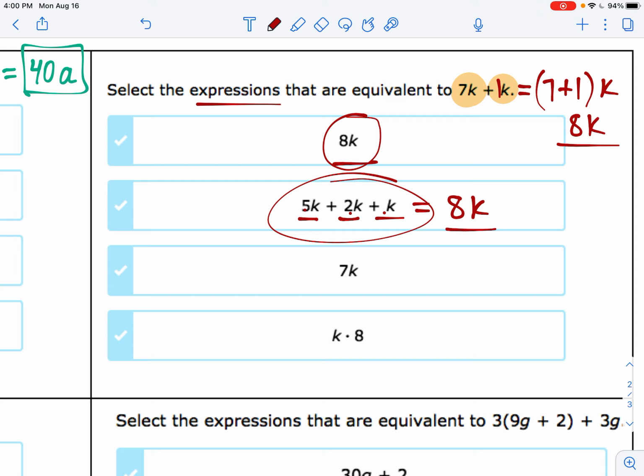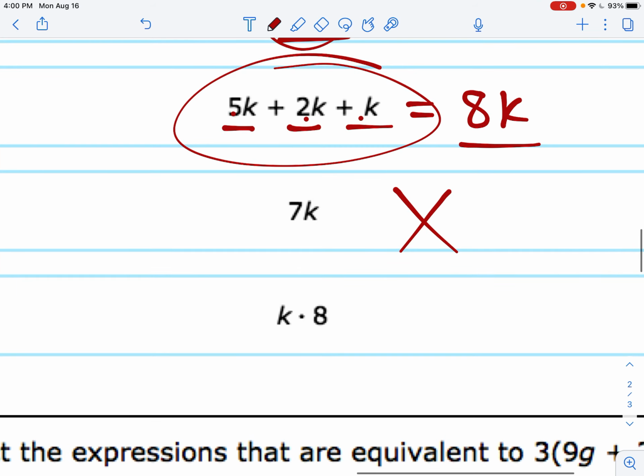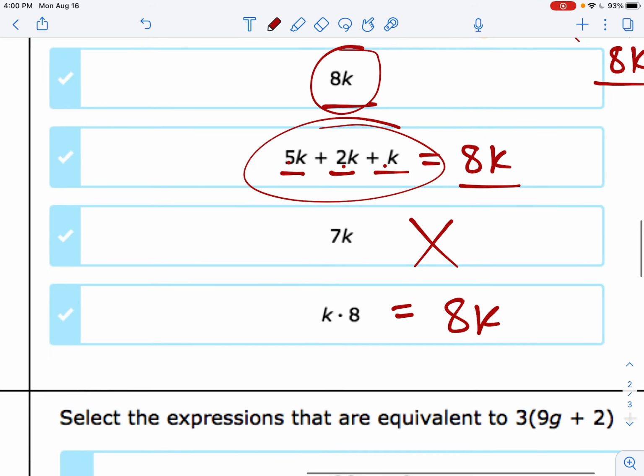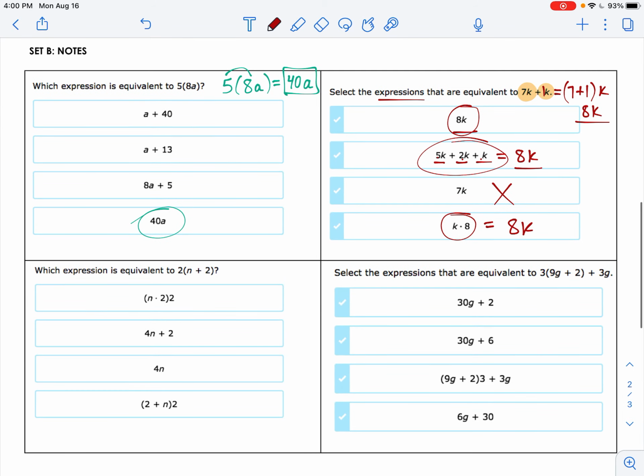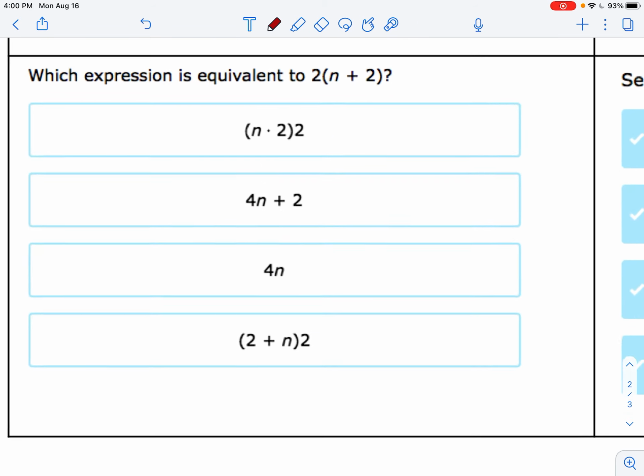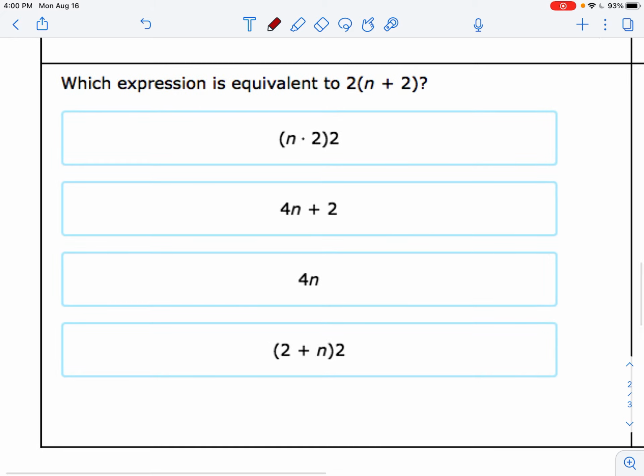And then if I keep going down, I'm saying, okay, 7k, definitely not equivalent. But how about k times 8? Well, that's actually really just 8k, which is equivalent. Definitely is. So in this case, we have more than 2 options, right? There's so many ways to rewrite various things that are equivalent to one another. And we'll continue to see that down the line. So let's move on to this next example.